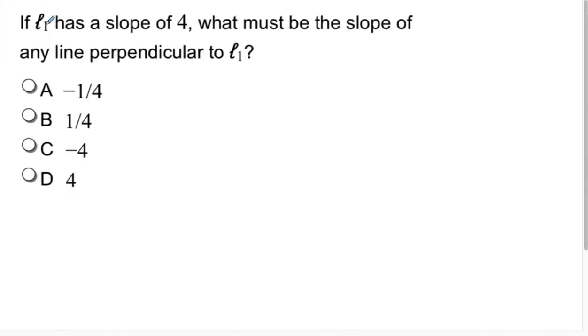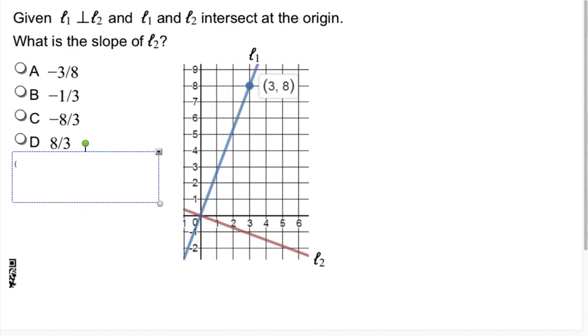So it says if line 1 has a slope of 4, then what must be the slope of any line that's perpendicular to line 1? So if line 1 has a slope of 4, its opposite and reciprocal is letter A, -1/4. Okay? Let's take a look at the second question.